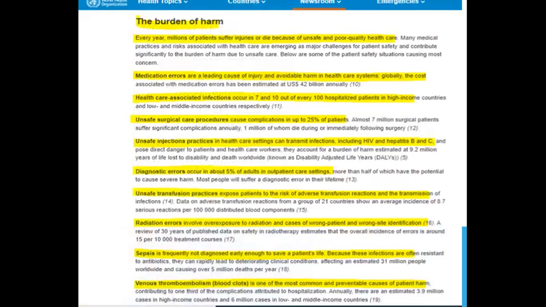If we look at the burden of harm according to WHO, medication errors are the leading cause of injury and avoidable harm. Then come healthcare-associated infections, which can occur in 7 out of every 10 hospitalized patients. Unsafe surgical procedures, unsafe injection practices, which can also cause hepatitis B and C and HIV, diagnostic errors, unsafe transfusion errors, radiation errors, overexposure to radiation, or wrong patient and wrong side identification. There is also sepsis and venous thromboembolism, or blood clots, which is one of the most common and preventable causes of patient harm.